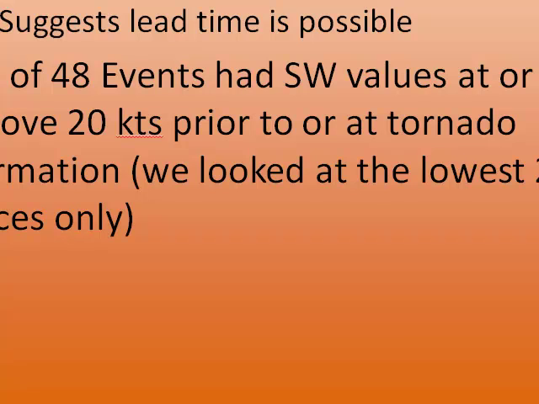We also looked at spectrum width, which is not a common thing that people use. We're finding it more and more useful. And 46 out of the 48 events had values at or above 20 knots prior to or at the time of tornado formation. We just looked at the lowest couple slices there to try and limit the amount of data that we're getting from this study.